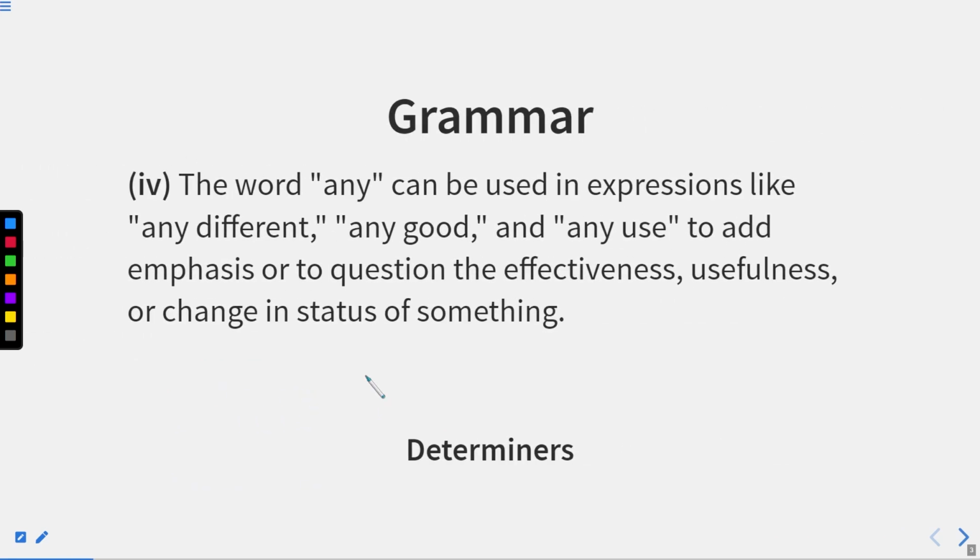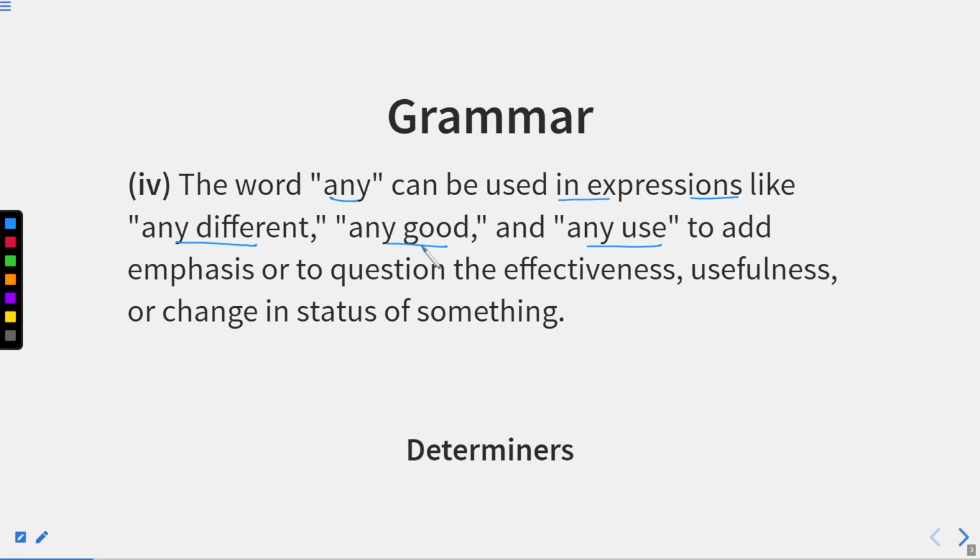So, in this session, let us begin with some different uses of any. Well, the word any can be used in expressions like any different, any good, and any use. Any different is used just to show the difference, or to ask was there any difference in the earlier one or in this one. If two things are there and we want to show that there is any difference between the two, it may mean there is no difference. So we are just trying to find out if there is any difference.